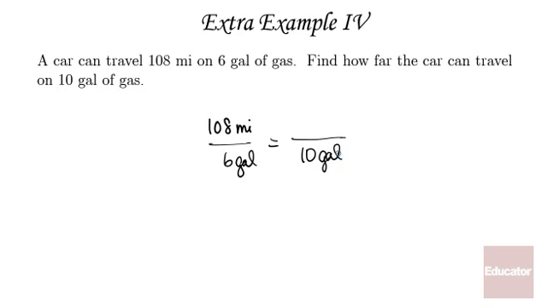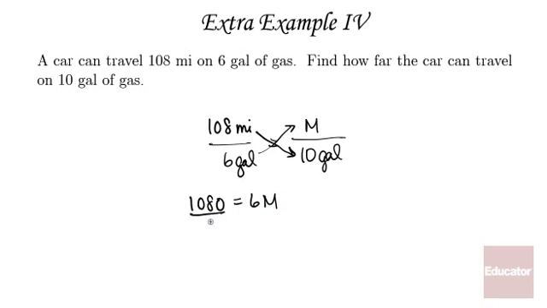Remember, when you set up a proportion, your units need to be lined up to each other. So gallons and gallons on the bottom and miles on the top. If you want to flip it around and write gallons and gallons on the top and miles on the bottom, that's fine. Just make sure that you keep your units lined up. And we're looking for, let's say, m miles. So to create cross products, I'm going to have 108 times 10. Remember, when multiplying by 10, you can always just tack an extra 0 onto the end. And this is going to be 6m.